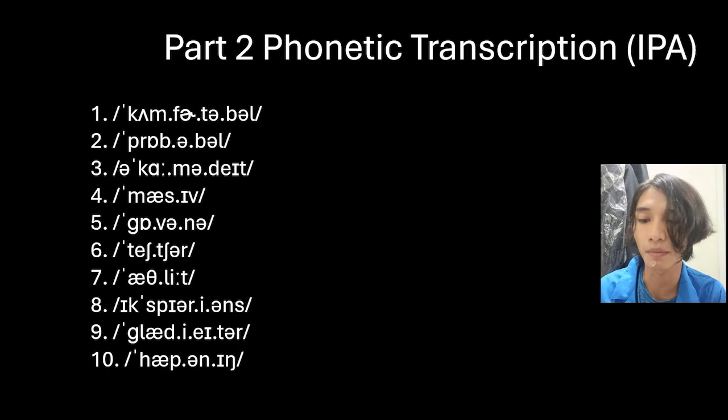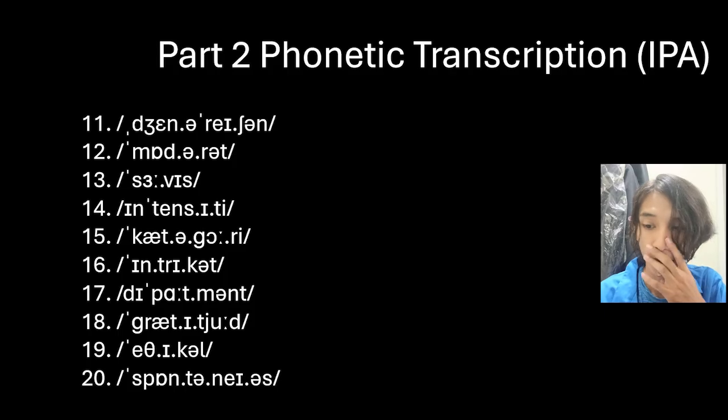Then we go to part 2, phonetic transcription. The first is comfortable, next probable, next accommodate, the fourth is massive, next is governor, next teacher, the seventh athlete, the eighth experience, the ninth gladiator, the 10th happening, next is generation, next moderate, then service, intensity, the 15th category, next is intricate, the next is department, then gratitude, then ethical, and the last one spontaneous.